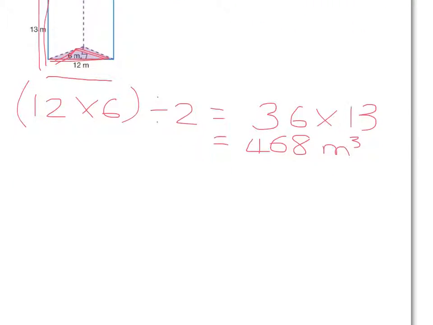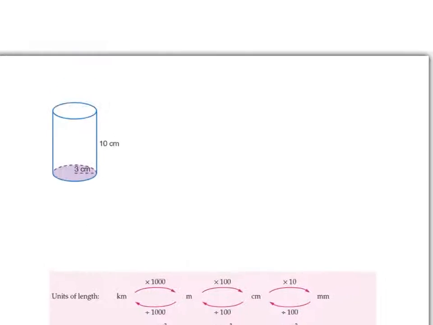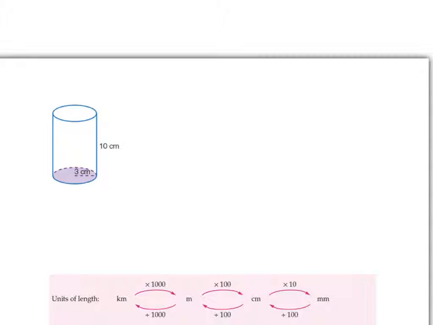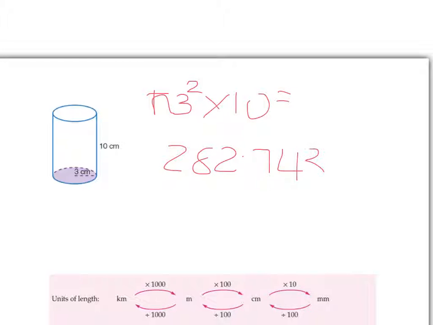Let's do one more. Okay, so this one, you've got a circle, which has a radius of 3 centimeters and a height of 10. So you first of all work out, all right, I have to go pi times 3 squared, and then I have to multiply my answer by 10. So you put that into your calculator, pi 3 squared multiplied by 10, and I get 282.74333. They often say correct to 2 decimal places.